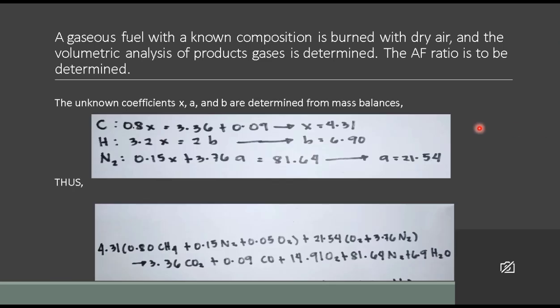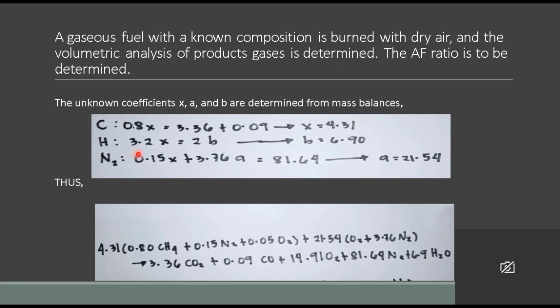So the unknown coefficients x, a, and b are determined from the mass balances. As I have said earlier, you should take note of the combustion equation because we're going to use it here. For our carbon, the fuel is 0.8x and the product is 3.36 plus 0.09. So just divide 3.36 plus 0.09 by 0.8, enabling us to get x equals 4.31.